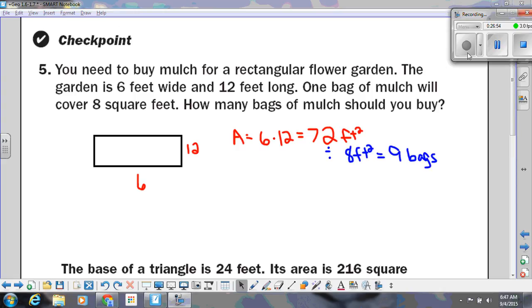Okay, so for this first one, you should be getting 9 bags of mulch. You find the area, and then each bag covers 8 square feet. And so if you divide your area of 72 by 8, you should get 9 bags.